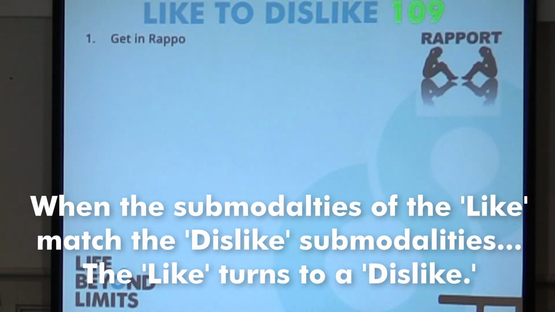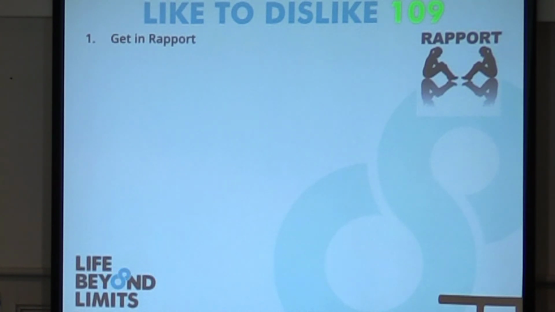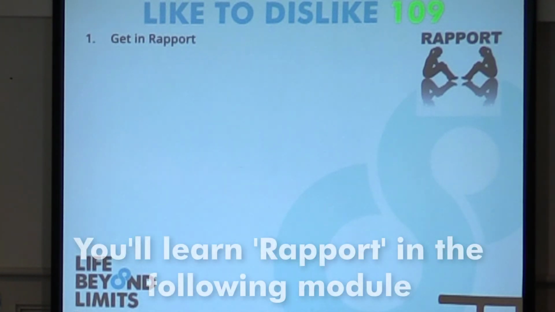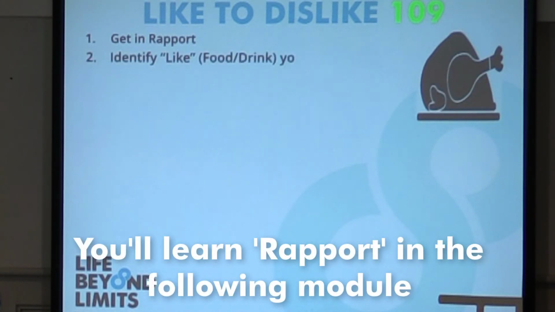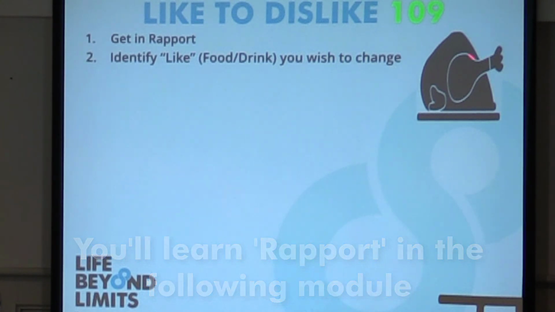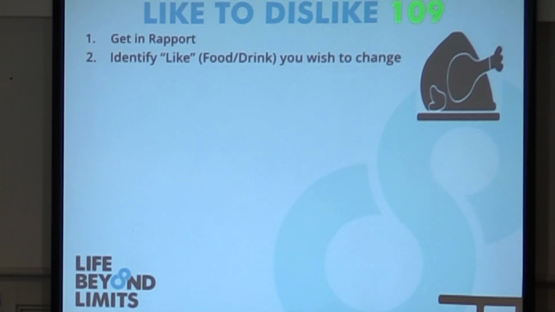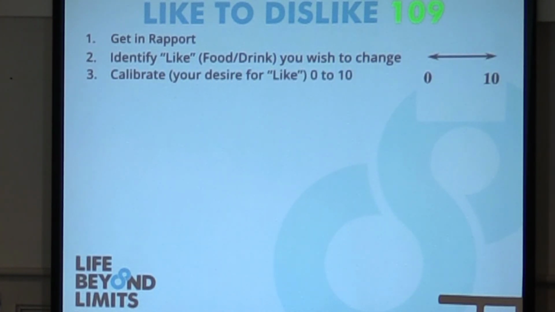So here are the actual steps in order to make this happen. First of all, you've got to get in rapport. That's the very first thing that we do. We're about to do an exercise, so you have to build a level of safety and trust. Then we identify what is the food that they want to change. The third point is that we calibrate.